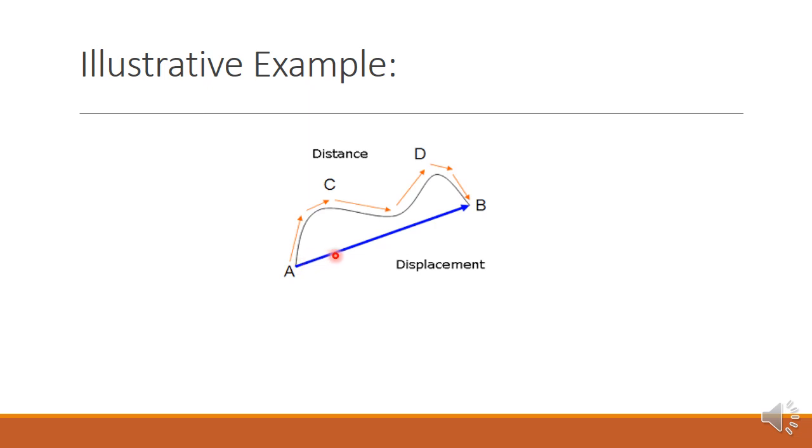So this shortest distance between A and B is referred to as displacement, and this whole path, A to C, C to D, and D to B, is referred to as distance. Distance is a scalar quantity, whereas displacement is a vector quantity. We'll be looking at this particular thing in a while.